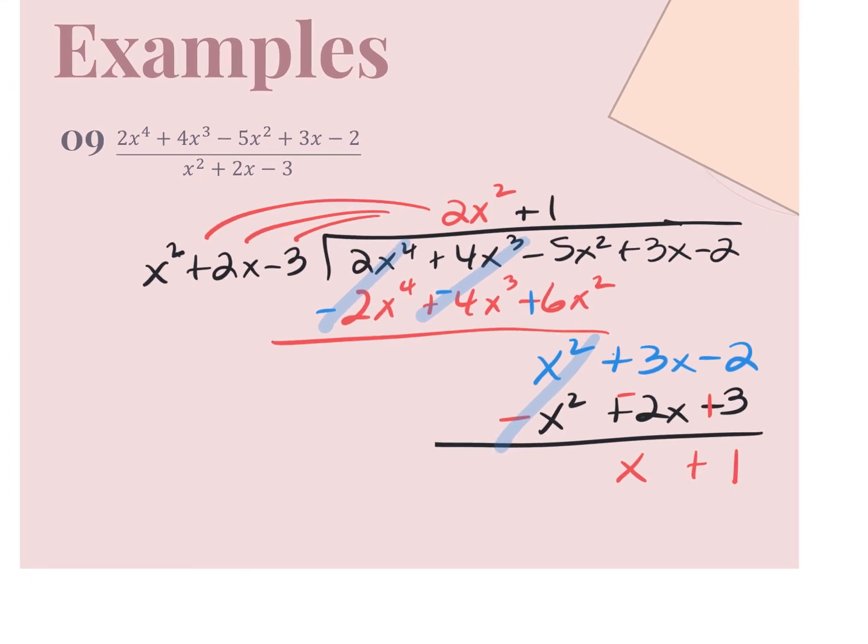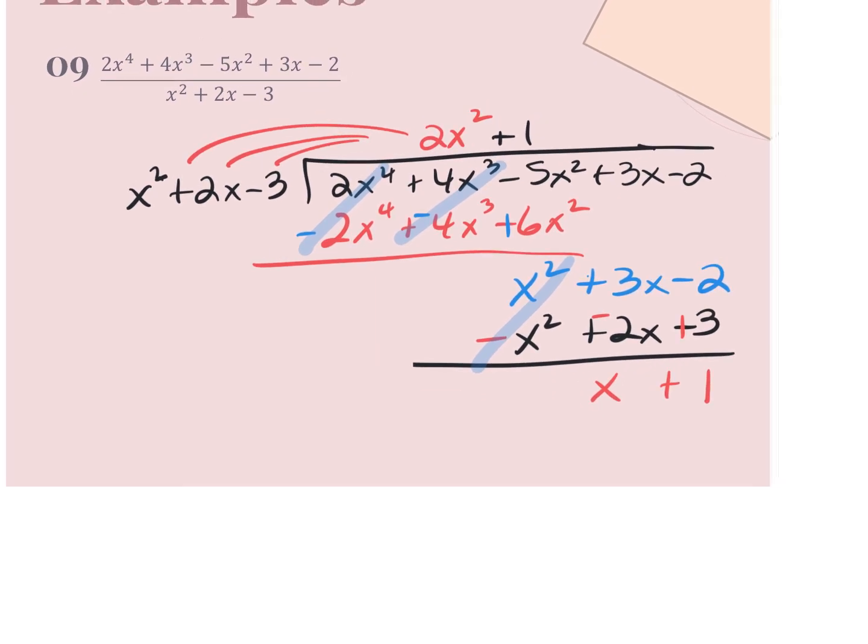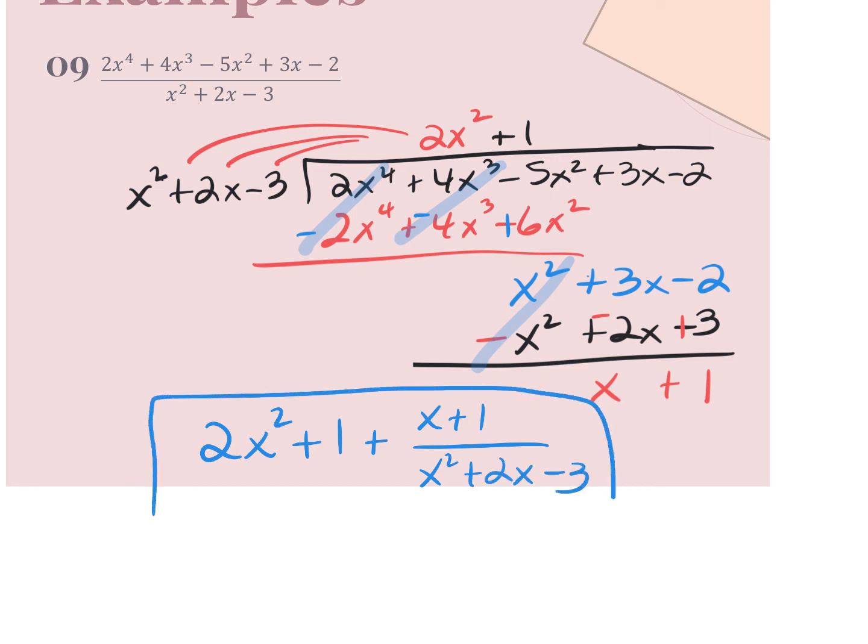So my final quotient, I would take this, 2x squared. So 2x squared plus 1 plus x plus 1 over that trinomial. And that's your final quotient. Because you would have added the x plus 1 over the x squared plus 2x minus 3.